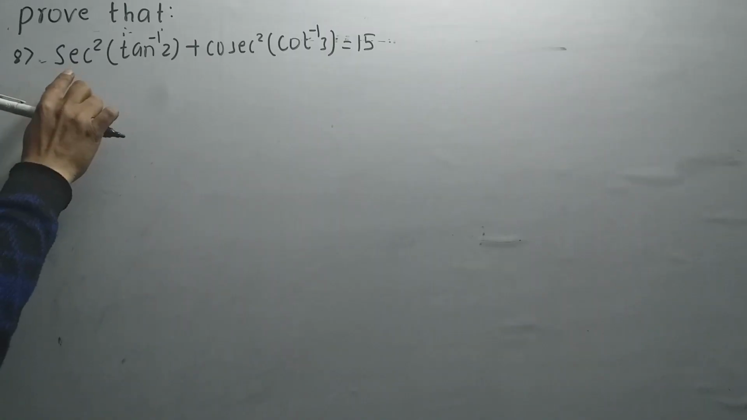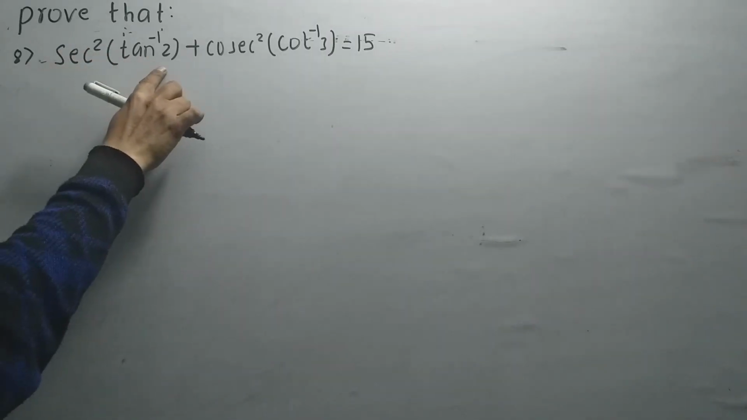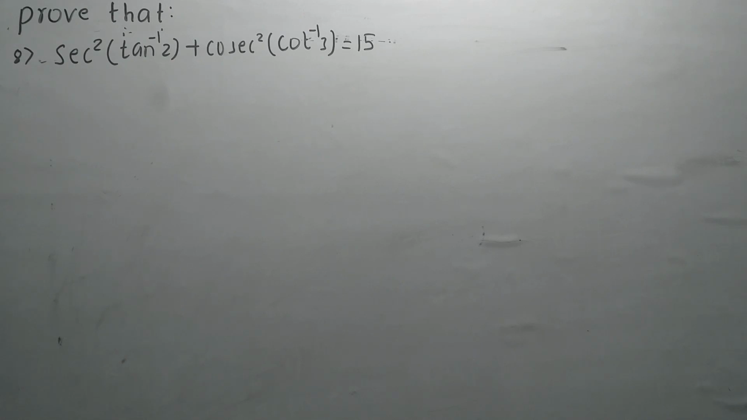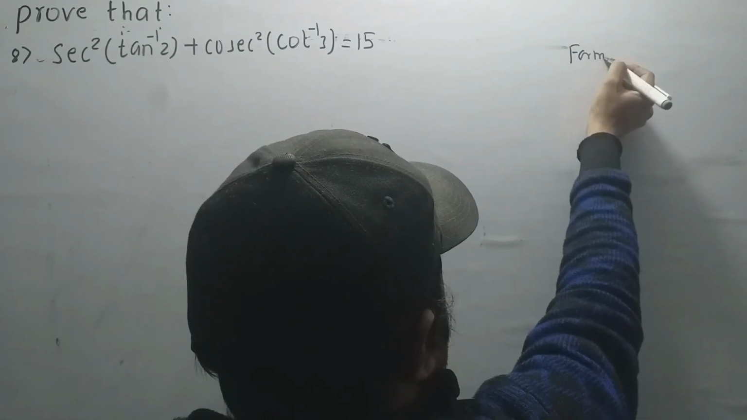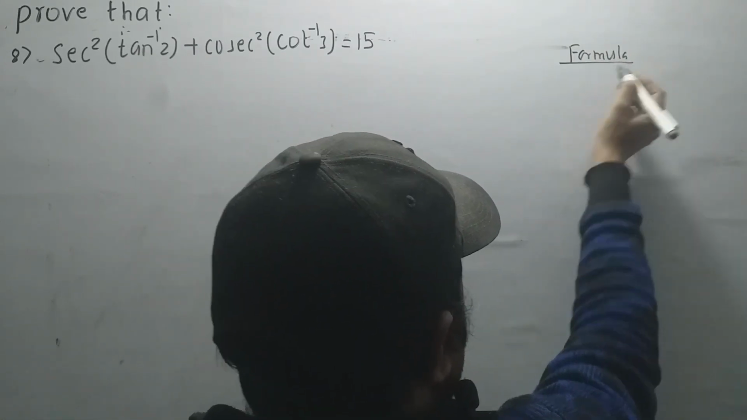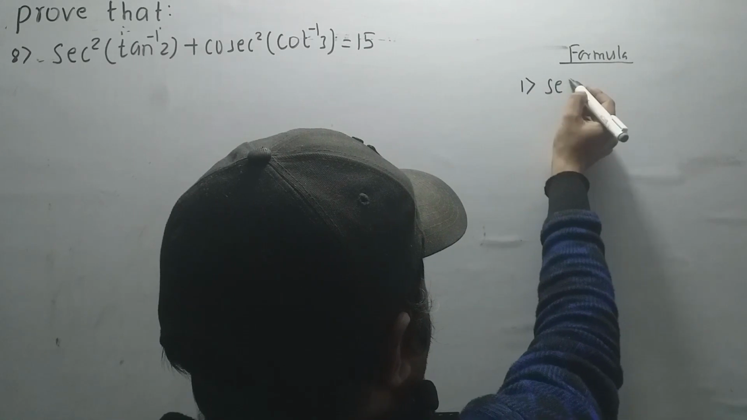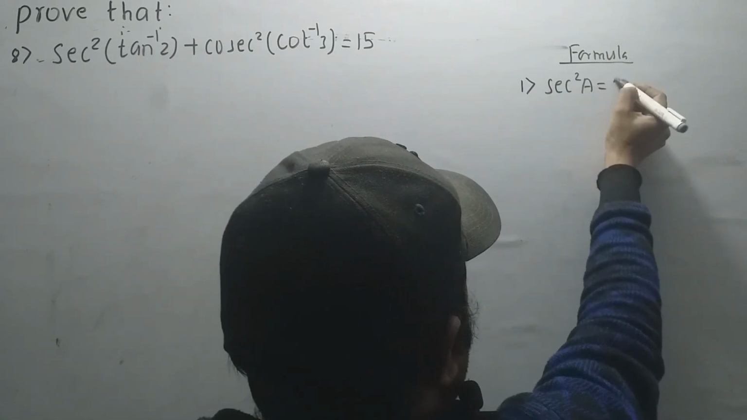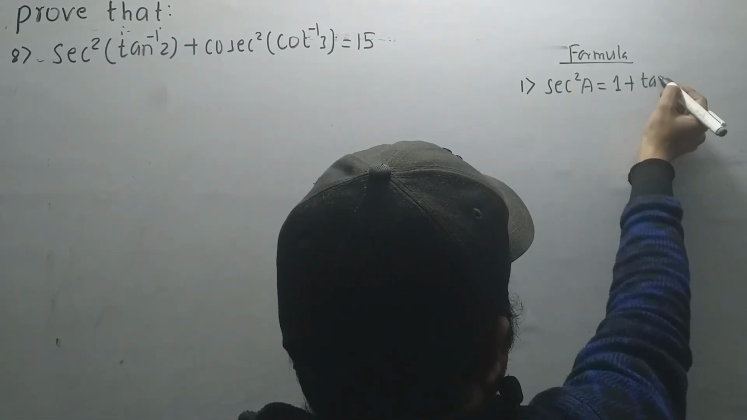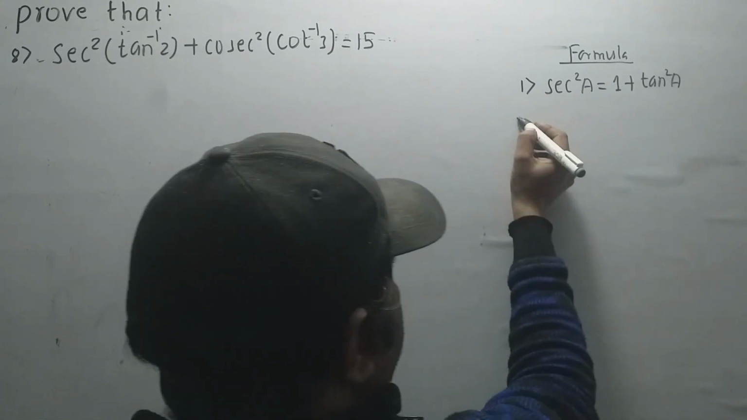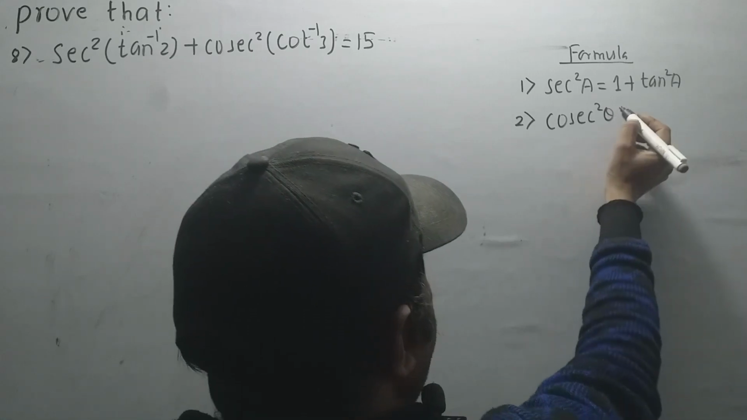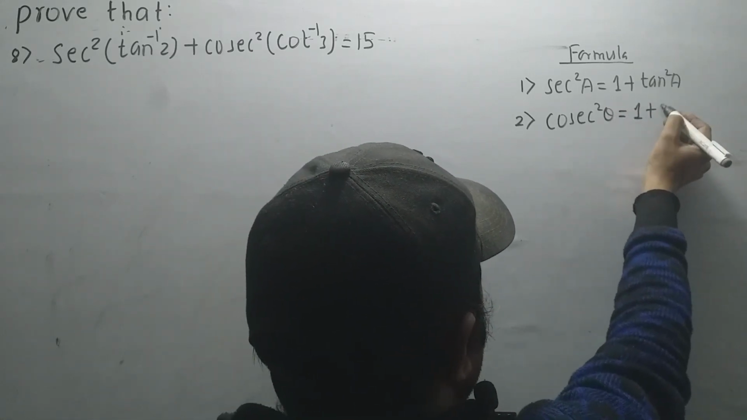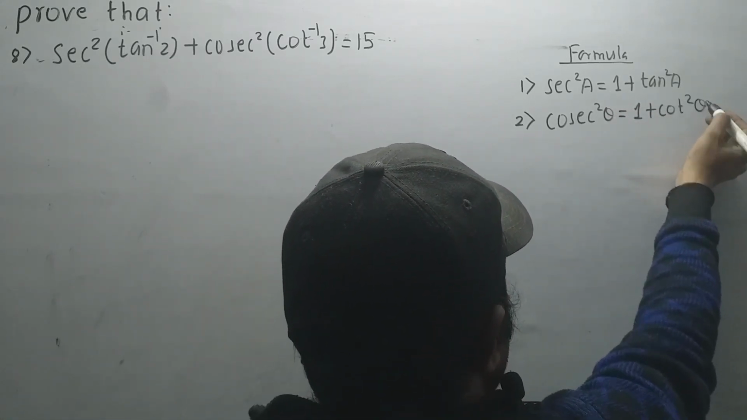So here it is sec square tan inverse 2 plus cosec square cot inverse 3. You are asked to prove that it is 15. So let me move to the formula section first. For formula, you know the basic trigonometry formula: sec square A, you can replace that by 1 plus tan square A. After that, let me write here cosec square theta equals 1 plus cot square theta.